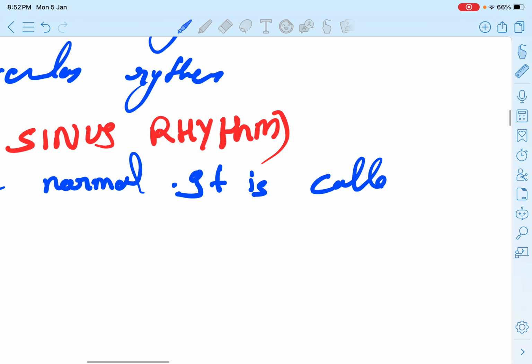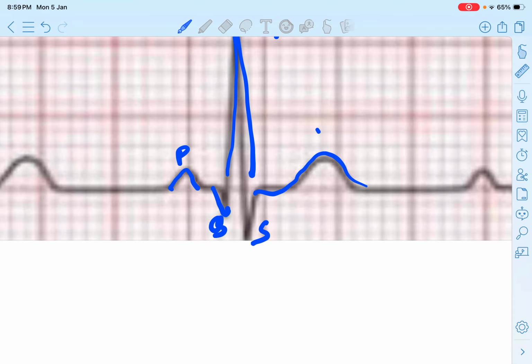Okay, now you see here is the P wave. Here you notice the Q wave. Here you notice the long segment, that is the R wave. Here it comes, that is the S wave. Here it is gone again, that is the T wave.